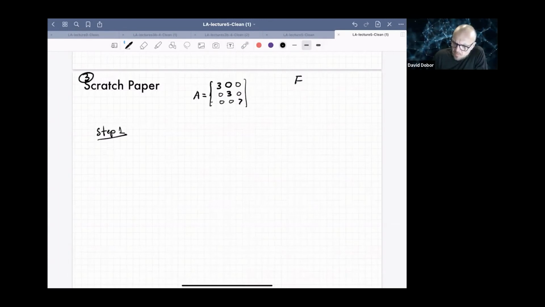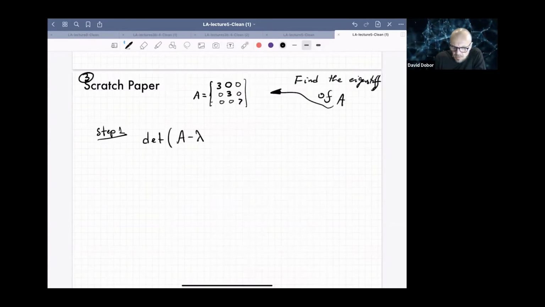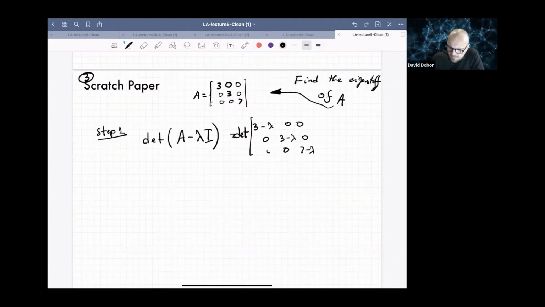Find eigenstuff. The problem we're facing is to find the eigenstuff of this A. The first step you've suggested was to find the eigenvalues of A. This shouldn't be too much trouble. Determinant of A minus lambda I, old story. I'm writing down the same old characteristic polynomial. Okay, what's the characteristic polynomial? Same old determinant of this. And that ends up being (3 minus lambda) squared times (7 minus lambda).